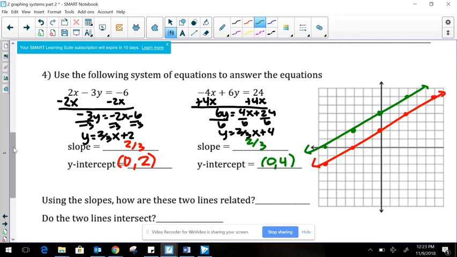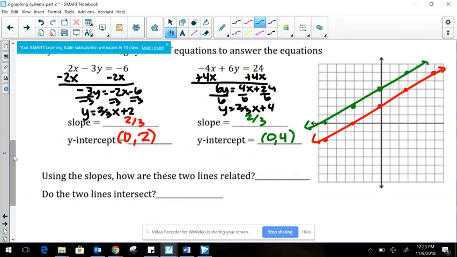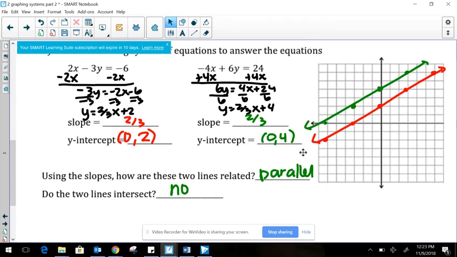Okay, so we have these two lines graphed and saying using the slopes, how are the lines related? So again, the slopes are the same, just like up above. So let's say, okay, they're parallel. Now it's saying, do the lines intersect? Are they ever going to touch? No, good. They are just going to keep increasing by the same amount, so they will never intersect.